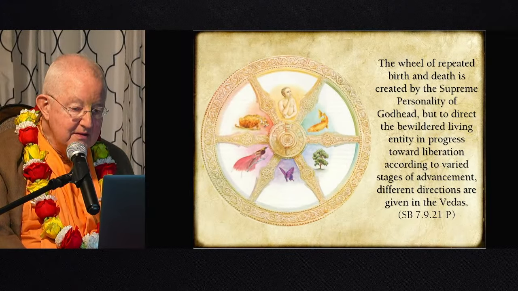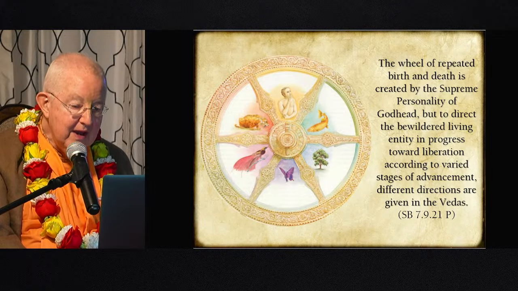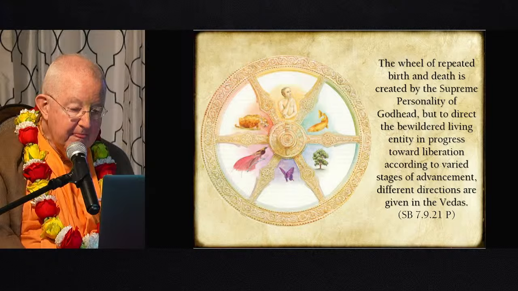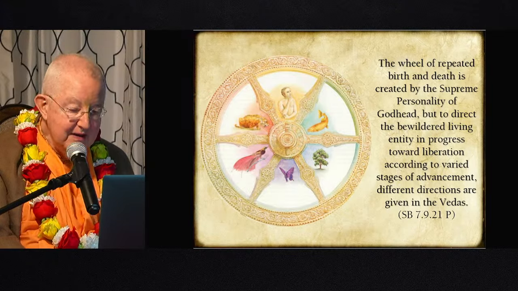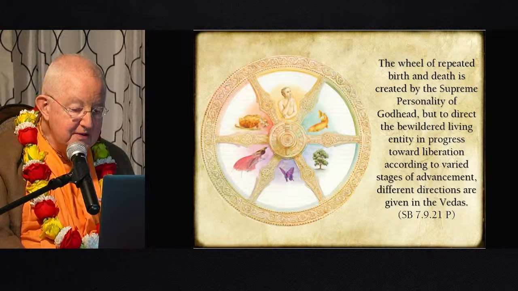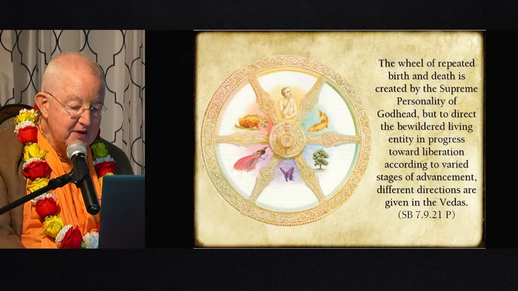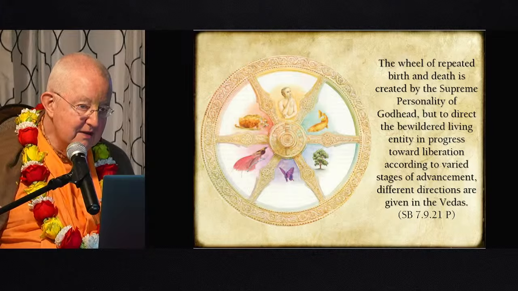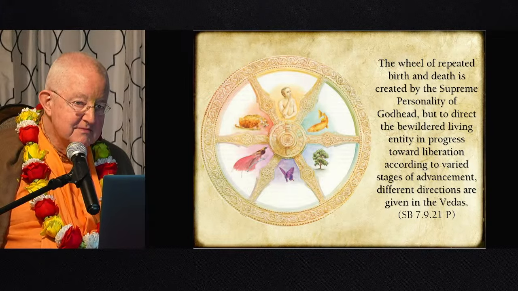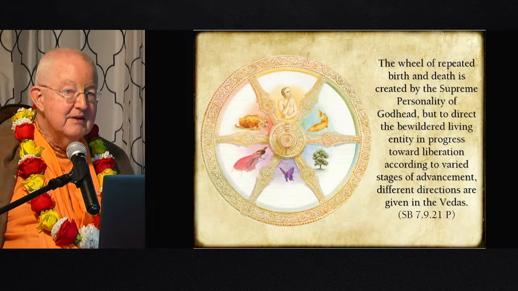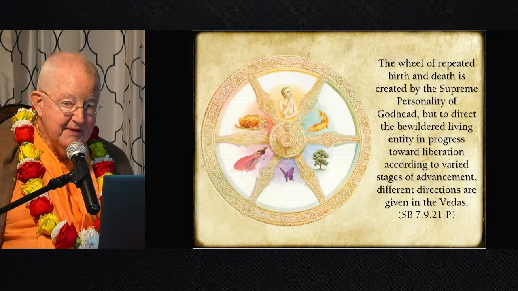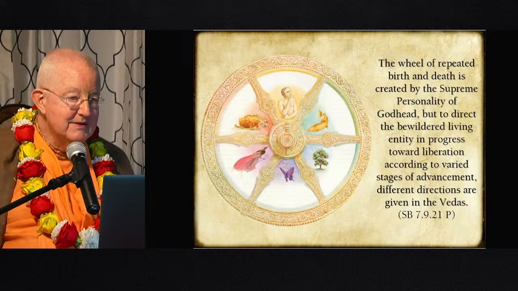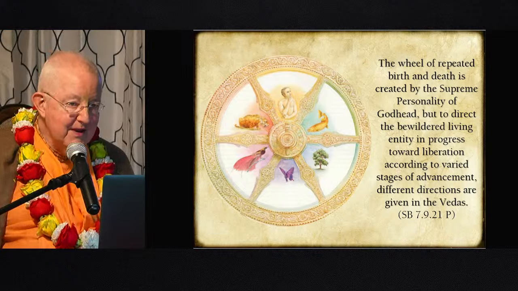The wheel of repeated birth and death, that's time, is created by the Personality of Godhead, but to direct the bewildered living entity in progress towards liberation according to various stages of advancement, different directions are given in the Vedas. Do this and you go up. Do that and you go down. The do's and the don'ts. So it looks like the good and the bad. And it's authorized in the Vedas, right? So it's got to be good and bad.